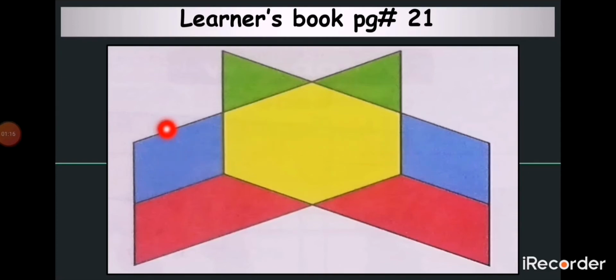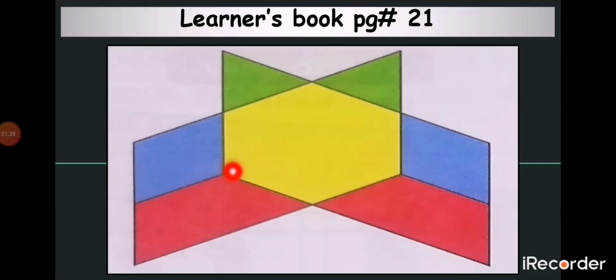Now look at the blue one. 1, 2, 3, 4. 4 sides. 1, 2, 3, 4. 4 corners. 4 sides and 4 corners. A closed shape with straight lines. The two opposite sides or parallel sides are of same length. This shape is, yes, it's rectangle. So these both shapes are rectangle.